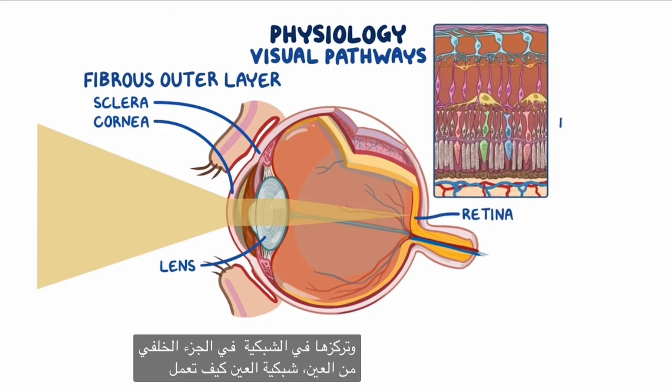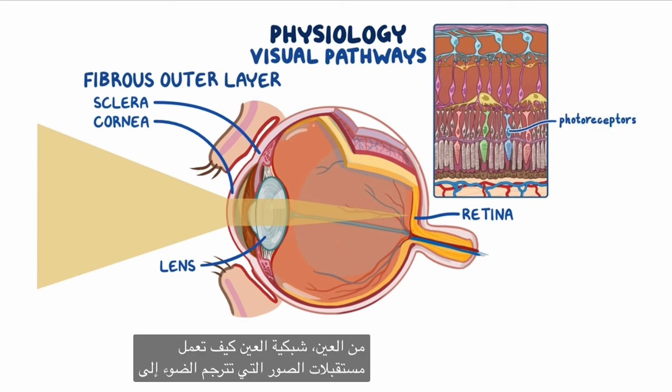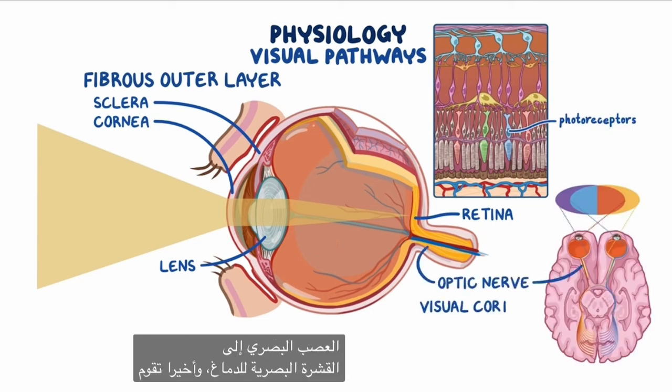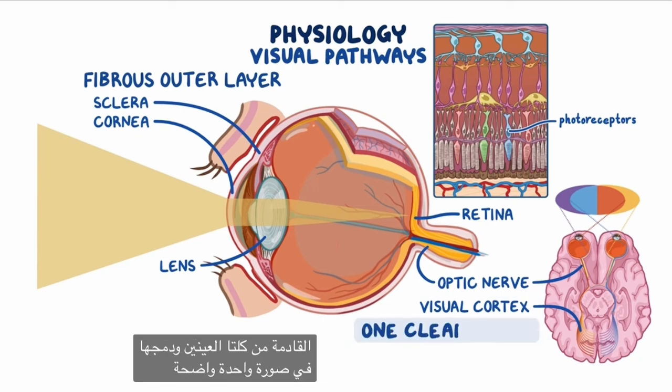The retina houses photoreceptors that translate light into electrical impulses, which are then carried by the optic nerve into the visual cortex of the brain. Finally, the visual cortex processes the impulses coming from both eyes and fuses them into one clear image.